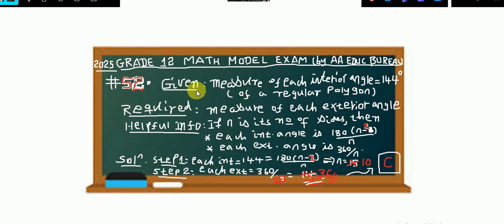What quantities are given or what information is given? Measure of each interior angle is given to be 144 degrees. What's required? Measure of each exterior angle. What useful information we need to solve the problem? We have the following facts. If n is the number of sides of a regular polygon, then each interior angle is 180 times n minus 2 over n.